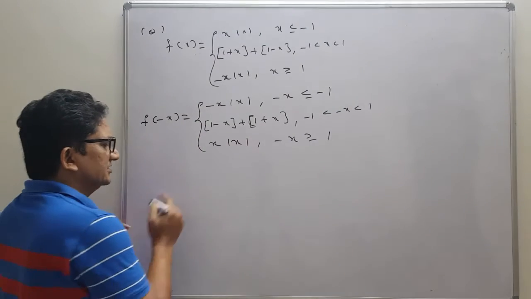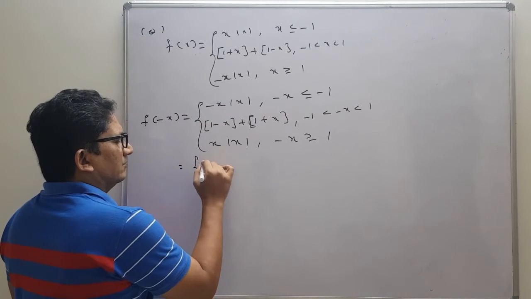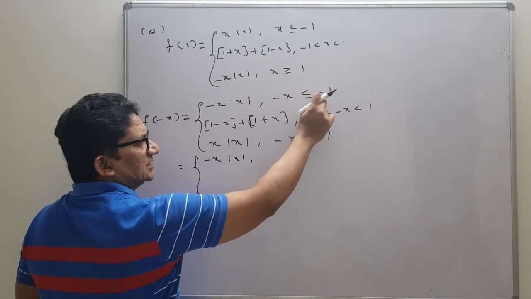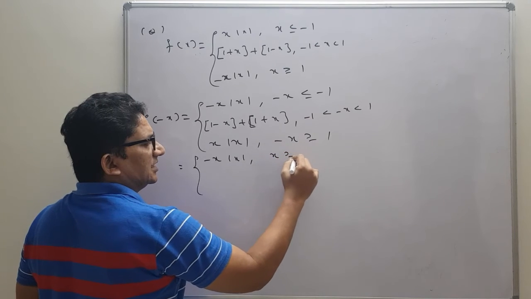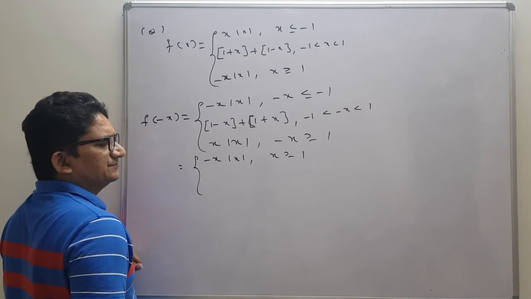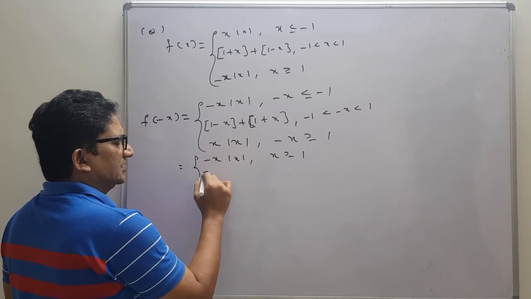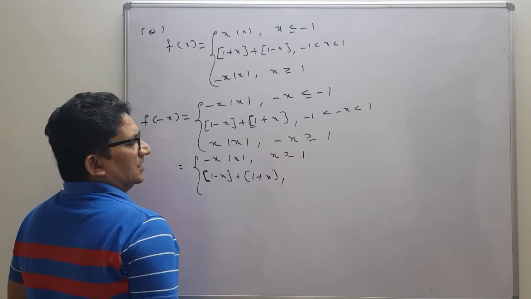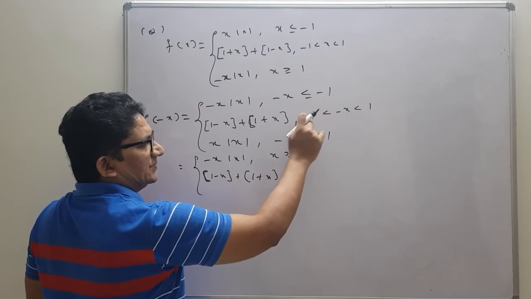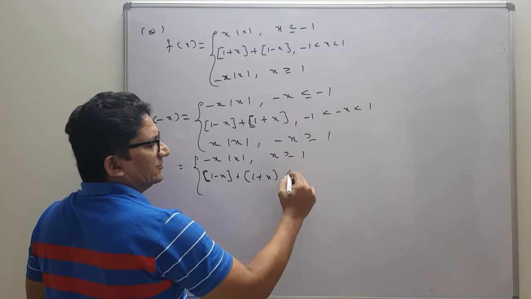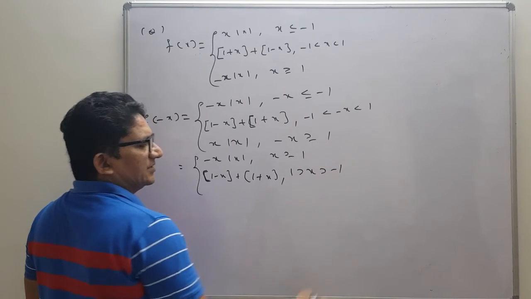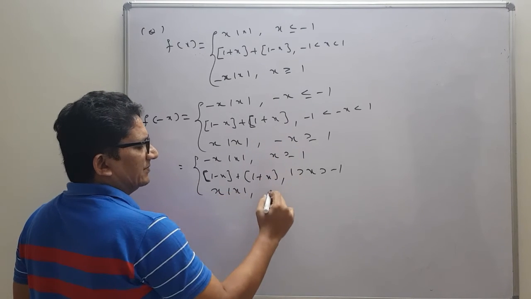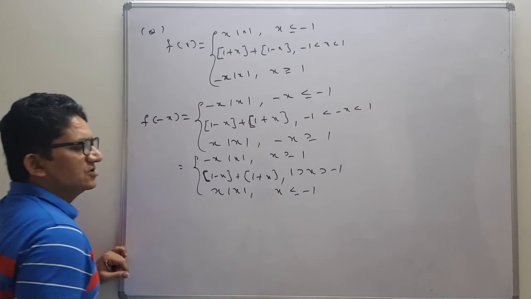Now what happens here, we will check. Minus x mod x. So here minus x less than or equal to minus 1. If we multiply by minus, it can be written as x is greater than or equal to 1. And next, we write 1 minus x plus the greatest integer of 1 plus x. And here, if you multiply by minus, then minus into minus is plus, so 1 is greater than x, which is greater than minus 1. And next, here we will get x mod x, and multiplying by minus means we get x is less than or equal to minus 1.